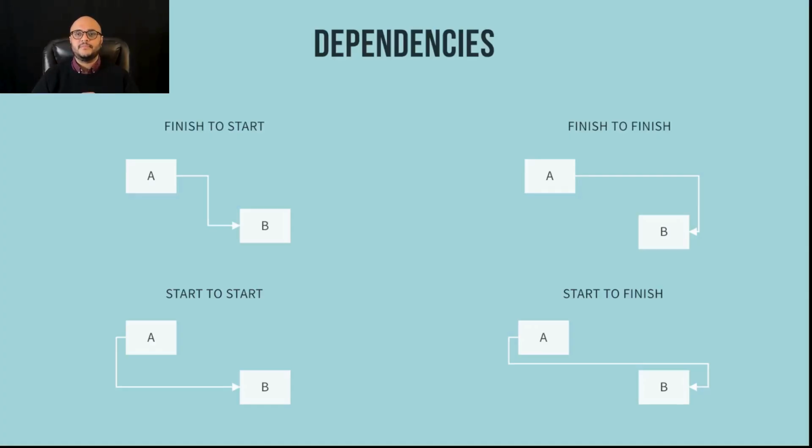Start to start. I'm going to get a little more complicated here. I cannot start task B until I have started task A. You'll notice the arrow stems from the beginning of task A into the beginning of task B. So let's take an example. Let's say, for example, that I need to paint a house. I can't start painting until priming has started. So if I have 2 people painting the house, one of them can be priming. As soon as they've started priming, then I can get in and start painting.